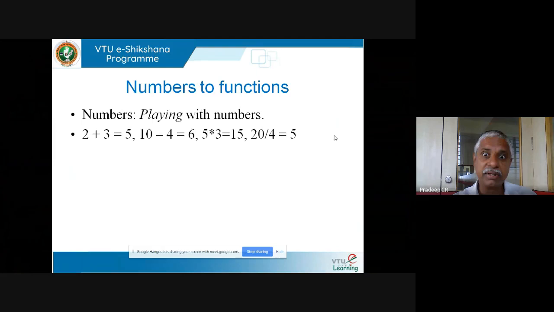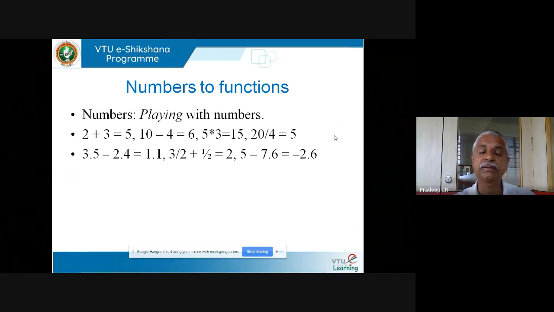Even then, initially numbers actually meant integers. In the sense, everything you see in the example here is an integer. But soon you graduated to decimals and fractions. You realized, oh, there are other numbers other than 1, 2, 3. Like 3.5 minus 2.4 is 1.1. 3 by 2 plus half is 2, etc. These are the kinds of things you learned. You learned to extend your numbers, and then you played around with numbers.